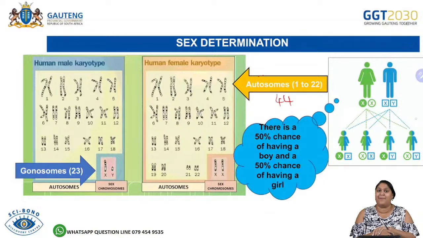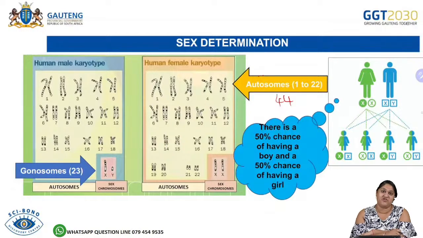This is a probability. It does not mean that if I had 2 boys, my next 2 children are going to be 2 girls. It's just about a probability that there's a 50% chance that you're either going to get the X allele or you're going to get the Y allele, because we only have those 2 alleles. Right. Then we go to sex-linked disorders.